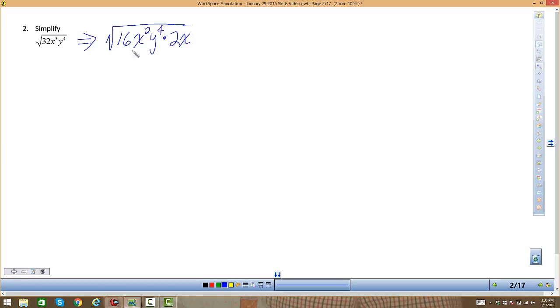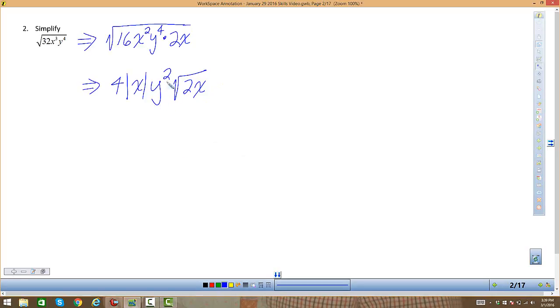So now I'm going to take everything that is a perfect square, take the square root of it, and move it outside the radical. So the square root of 16 is 4. The square root of x squared you might think is x, but it's actually the absolute value of x, and we'll cover more on that in just a few seconds. So the square root of y to the fourth is y squared. And then what we have left underneath the radical is 2x.